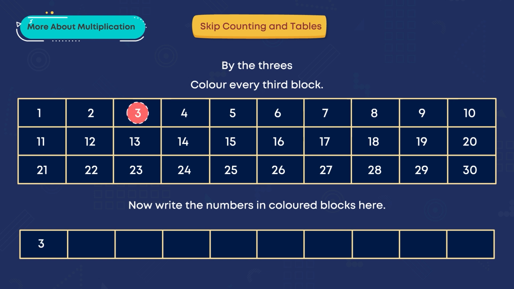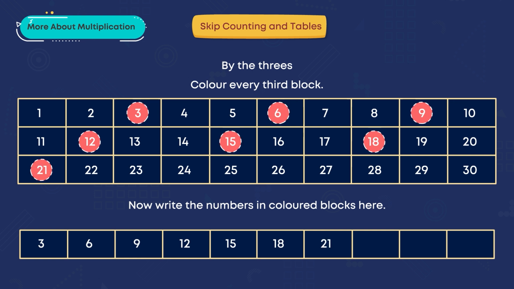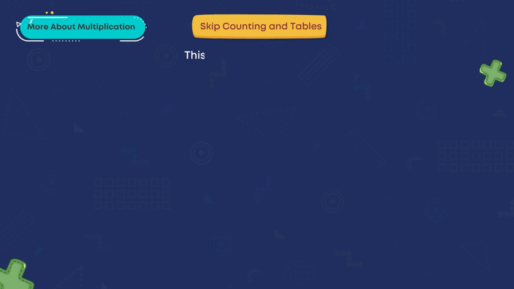3, 6, 9, 12, 15, 18, 21, 24, 27, 30. This gives us the table of 3.